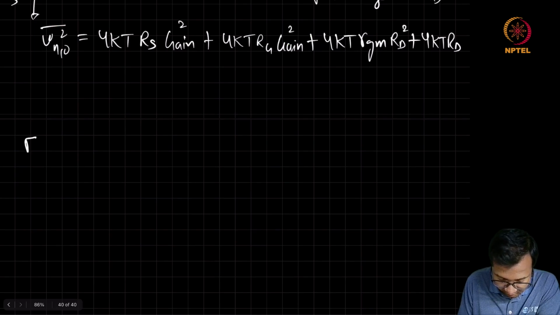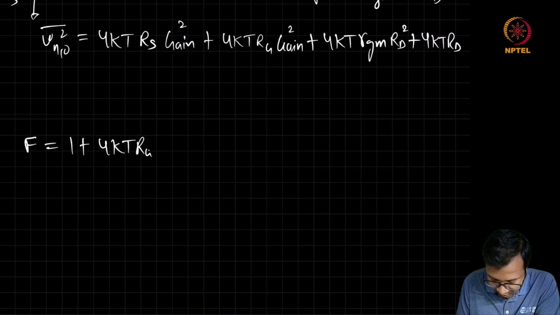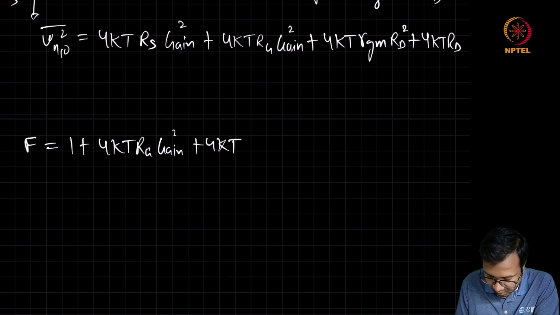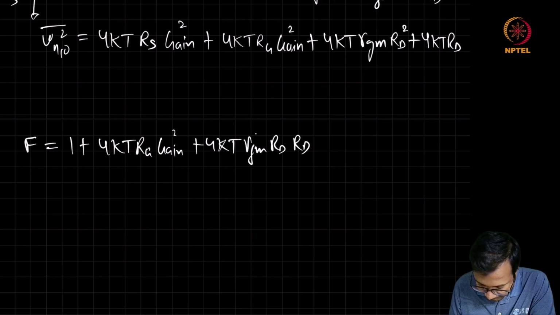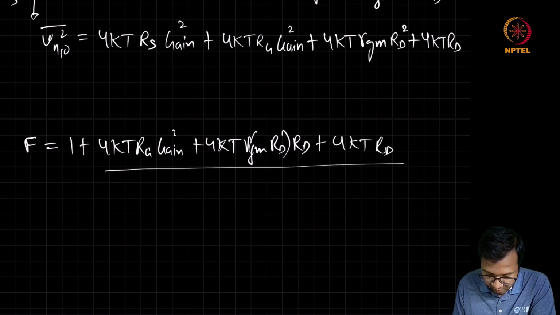So I can write the noise factor as 1 plus 4kT Rg gain square plus 4kT gamma Gm Rd into Rd plus 4kT Rd, divided by 4kT Rs into gain square.